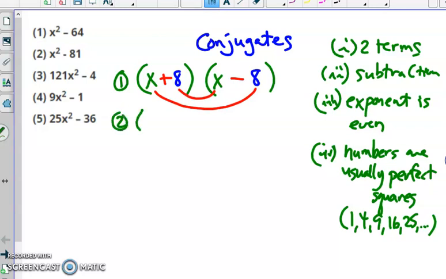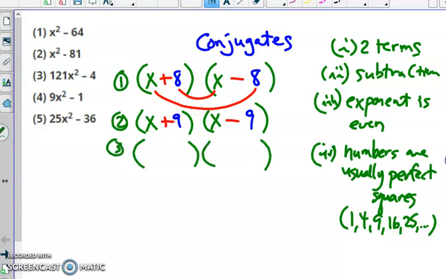Problem 2. You have 2 x's, one for each parenthesis. You got an 81, so each get a 9. One's addition, one's subtraction. Problem 3. 121, each get 11, a factor of 11. 11 times 11 is 121. Each get an x. So 121x squared gets split as 11x, 11x. The 4 gets split as 2 and 2. One's addition, one's subtraction.